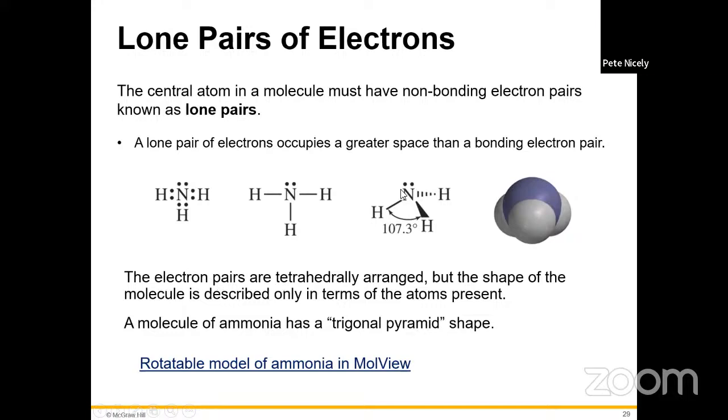So as stated here, the electron pairs, the bonding and non-bonding pairs, are arranged tetrahedrally, but the shape of the molecule is described based on the atoms' positions, which means that the molecule of ammonia has a trigonal pyramid shape, all right? So that's what happens in the case of ammonia.